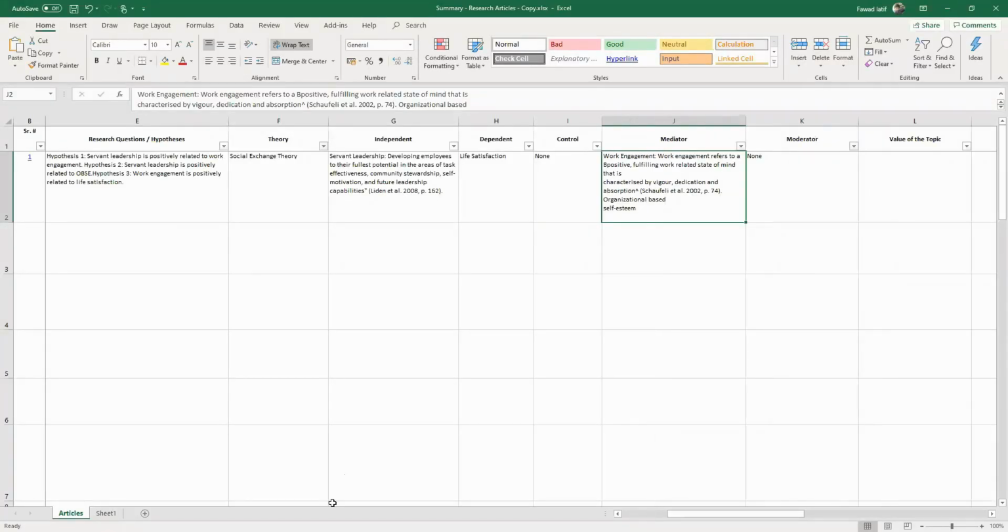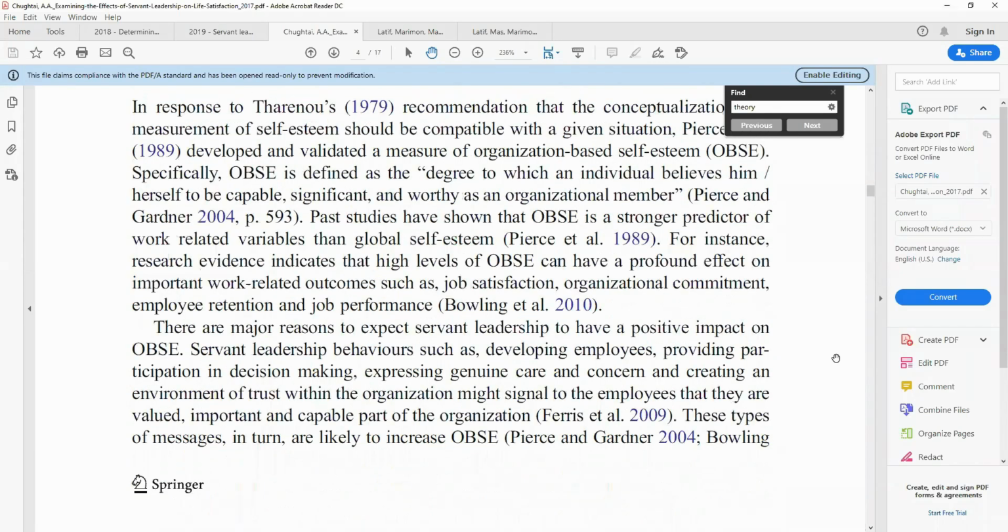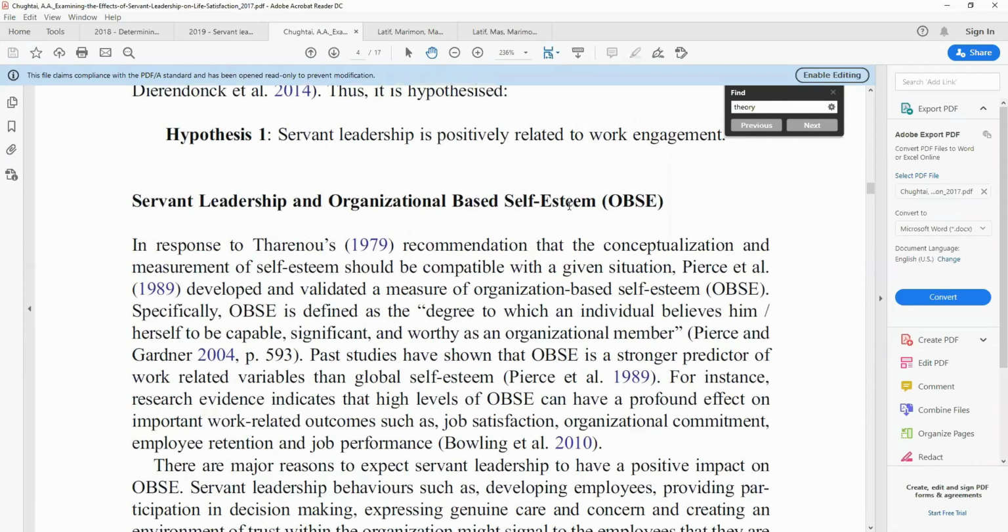Now moving on, let's see if we've got a definition of life satisfaction. You might find the definition of organizational based self-esteem here. Okay, here it is. OBSE, Organizational Based Self-Esteem, Pierce and Gardner. So we can just copy it from here and put it here.